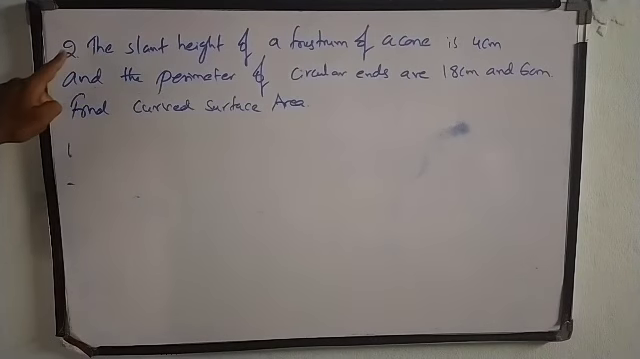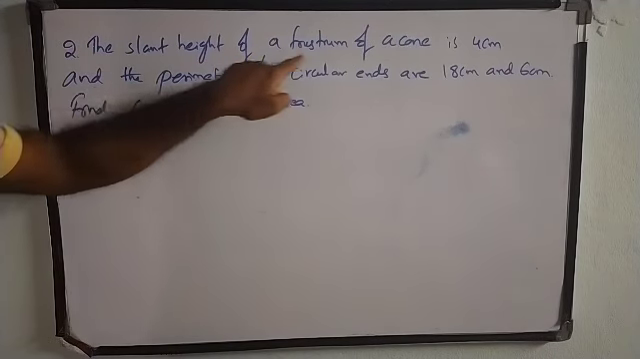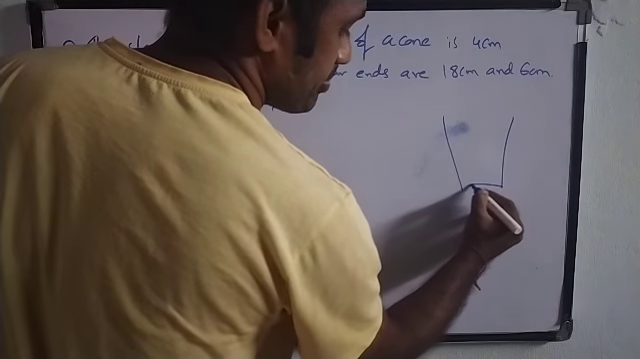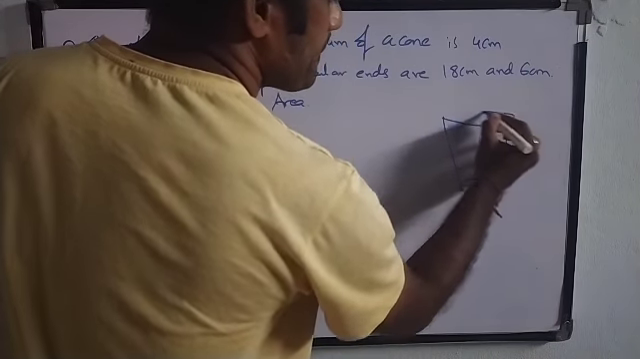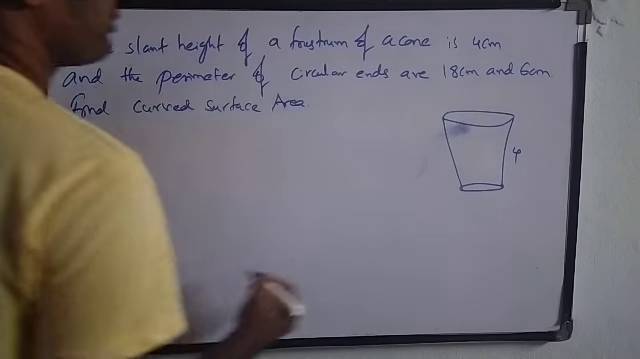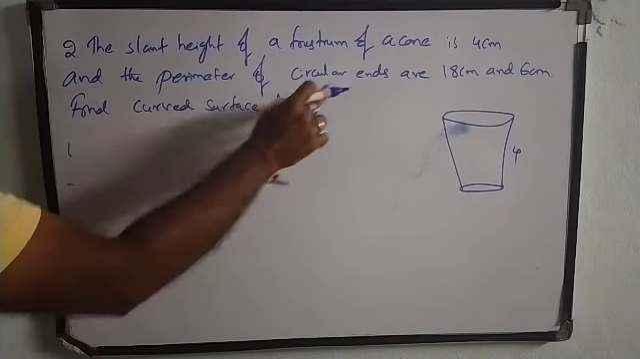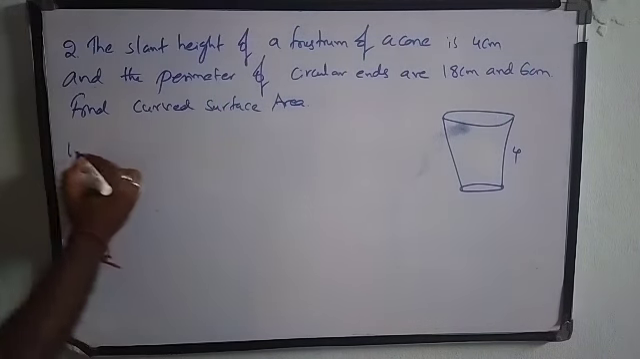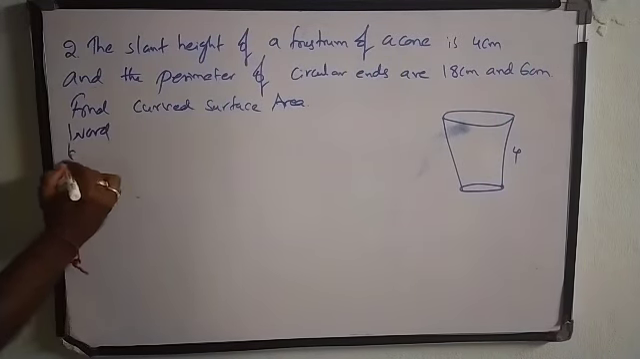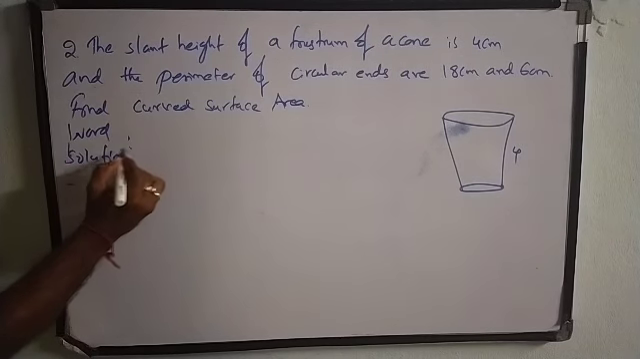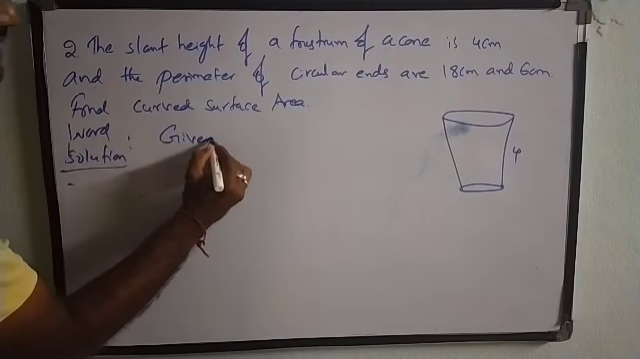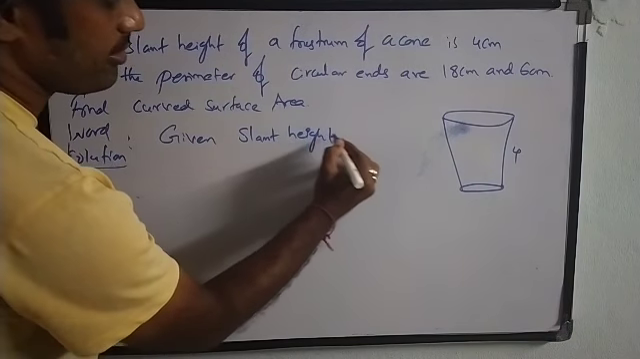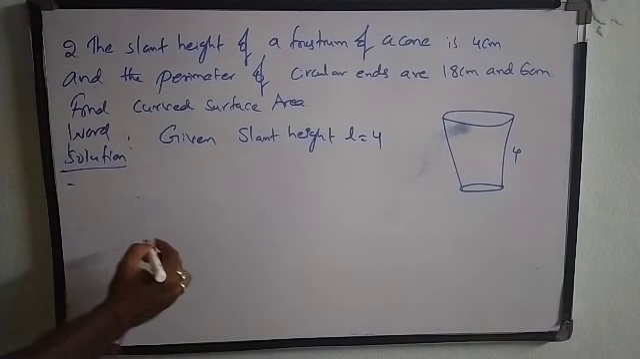Next, in the same exercise, we are seeing the second question. The slant height of the frustum of a cone is 4. So let us draw a frustum. So this is 4, slant height is 4. And the perimeters of the circular ends are 18 centimeter and 6 centimeter. So the perimeter is given. So let us start doing the solution. So given slant height L is equals to 4.